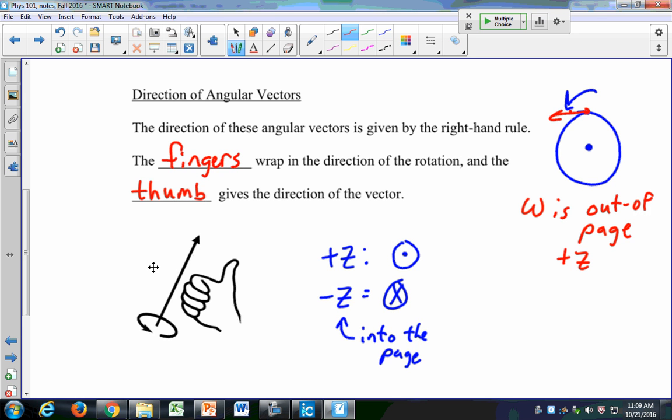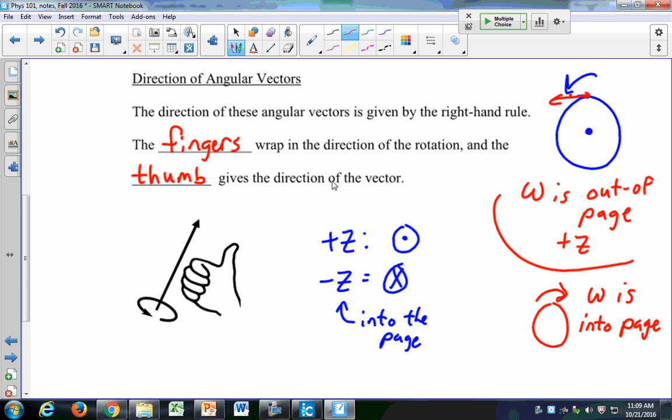So if I have another disk that is rotating in the opposite direction, omega is into the page. I let my fingers now follow the rotation, and now my thumb points into the page. Always use your right hand for this. This will come up on the concept test in just a bit when we see it again. It's not going to be a big part of this exam, but it will be next semester. You'll see it a lot more. Okay?